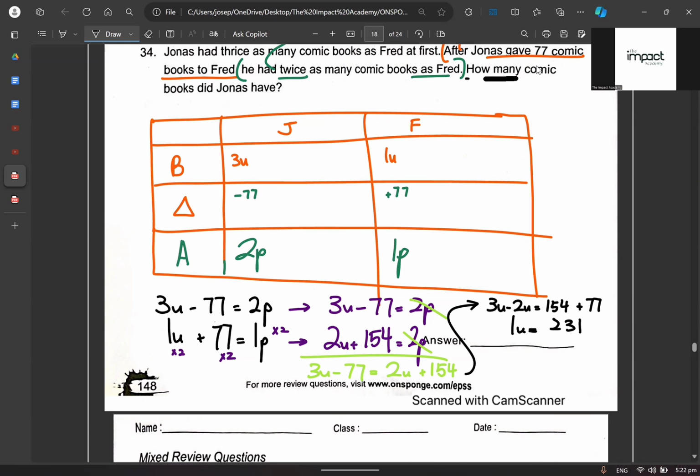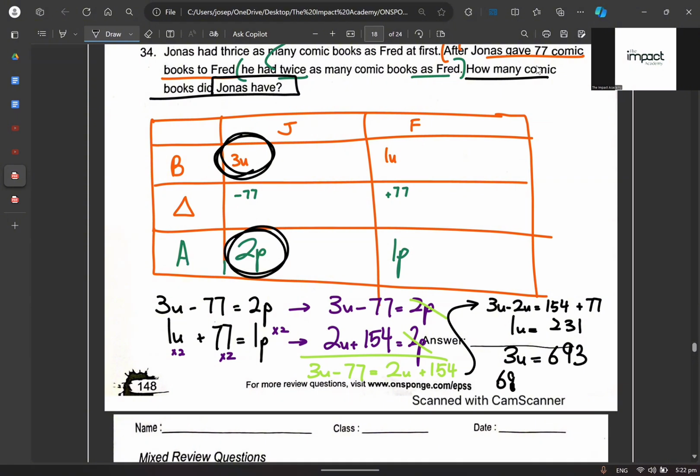The question says, how many comic books did Jonas have? Fix your eyes on Jonas, which is my answer of 3 units. That is 693. But this is not good enough because they actually want you to find the answer in the end. Does Jonas have in the end? So 693 minus 77, you get to 616, and therefore this is your answer for this question.